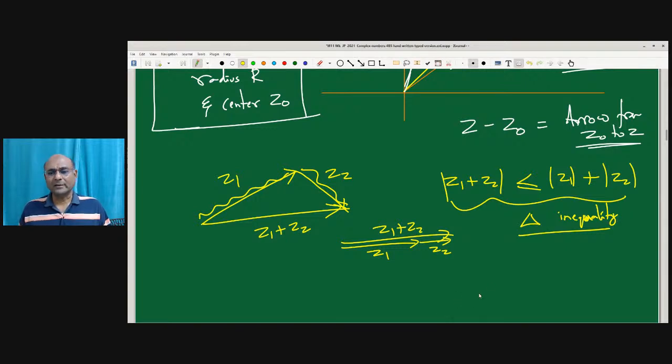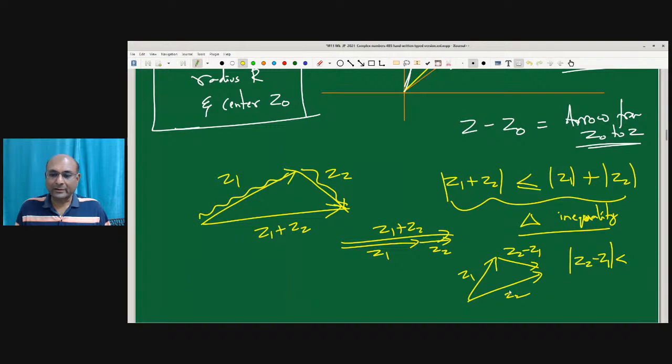What about Z1 minus Z2? Oh, you can do that also, no? This is, let us say, Z1, this is Z2. What about that, Z2 minus Z1? Clearly, this one's magnitude is less than the magnitude of this plus this, Z1 plus Z2. By the way, you can also do some subtraction-based inequalities.